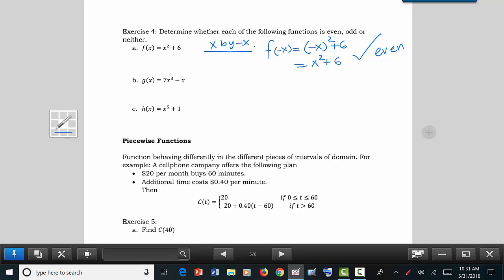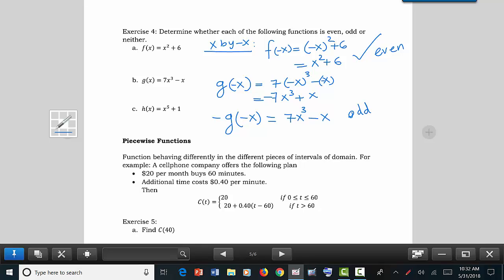Let's replace x by negative x in g. 7 times negative x to the power 3 minus, replace x by negative x. So we got negative 7x cubed plus x. We don't get exactly the same, but pretty close. So if you multiply g of negative x by negative, let's see what happens. This becomes positive 7x cubed, and that becomes negative x. Exactly the same thing. That's why this function is an odd function.